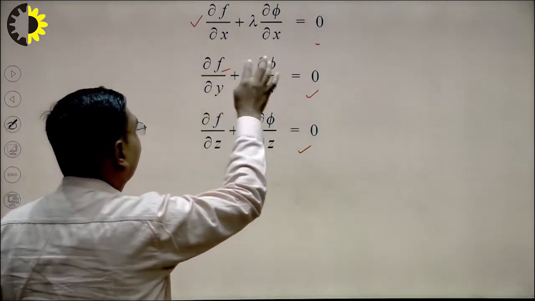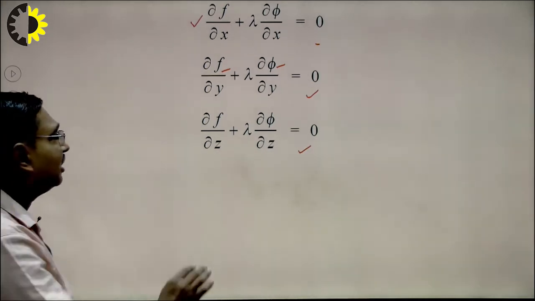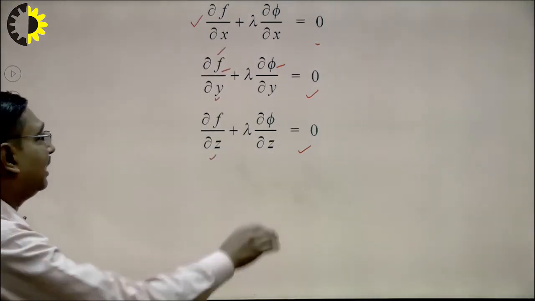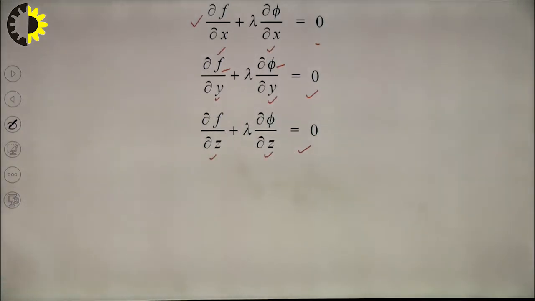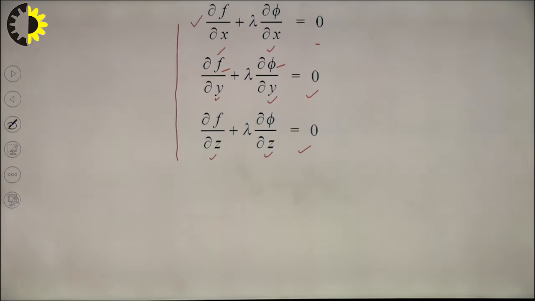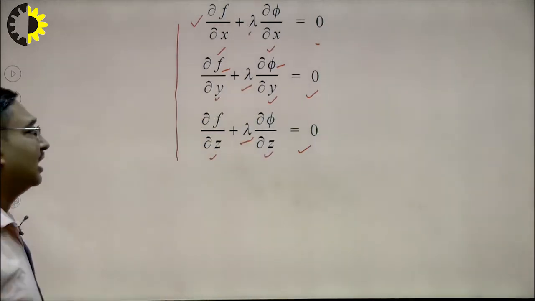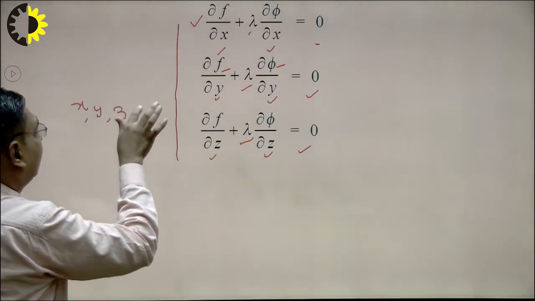Because f and phi occurring in these equations are functions of x, y and z. Therefore, in general, del f over del x, del f over del y, del f over del z, del phi over del x, del phi over del y, del phi over del z will also be functions of x, y and z. And therefore, these equations will involve x, y and z, and lambda is also written here. So, these equations are equations in terms of x, y, z and lambda.